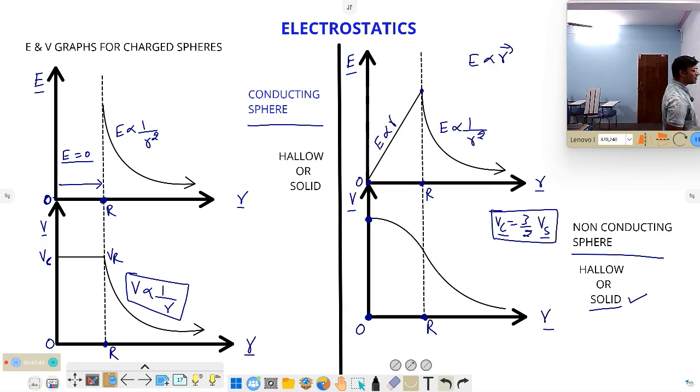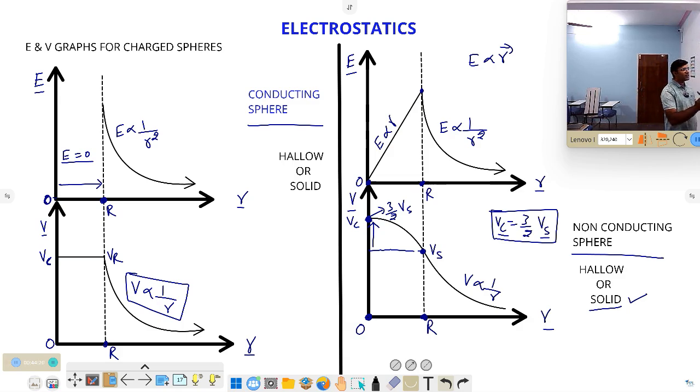If you observe the graph of this one, this value is equal to the potential at the center, this value is equal to the potential on the surface, and this value is outside. Outside, the potential is inversely proportional to r, but at the center this value is equal to 3 by 2 times the potential on the surface. So you can see this is the value which is more compared to the surface. Potential at the center is more than at the surface. This is the graph which is referenced here.